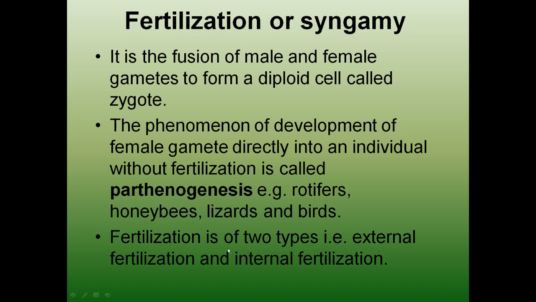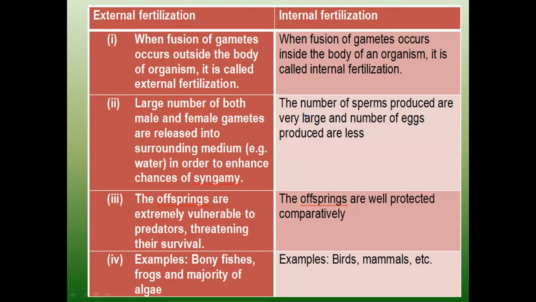Fertilization is of two types: external fertilization and internal fertilization. Let's move to the difference between external fertilization and internal fertilization. In external fertilization, the fusion of the gametes occurs outside the body of the organism. That is a very, very important point. Ex means outside the body of the organism. The fusion or the fertilization events occur outside the body of the organism. However, in case of internal fertilization, the fusion or the fertilization of the gametes occurs inside the body of the organism. In for internal and in for inside the body of the organism.